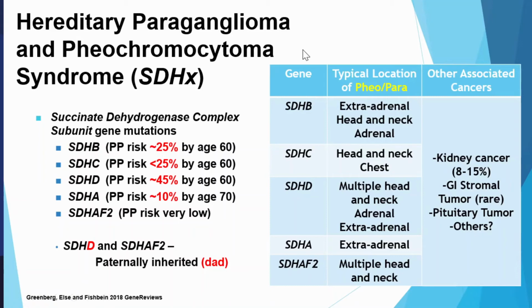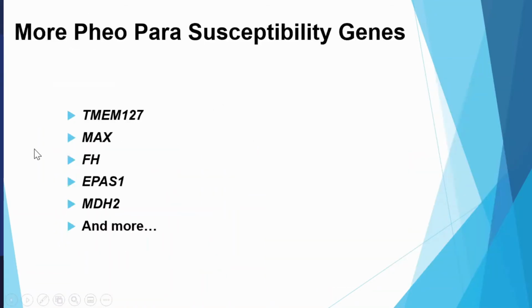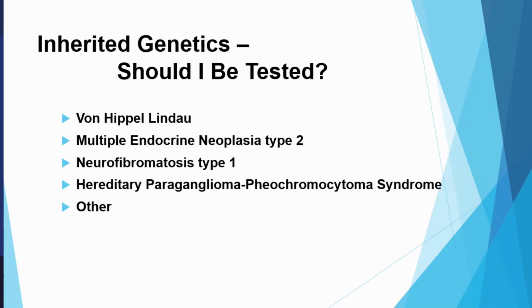The last thing I'll mention about the SDH genes is that they also increase risk a little bit for kidney cancer and GI stromal tumors, and perhaps pituitary tumors and others. Now, there are several other genes which have been identified. I'm just listing some here. They all have associated syndromes with them, but Pheo Para is the most common finding with them. But there can be other tumors and things associated, and I'm happy to take any questions about that.